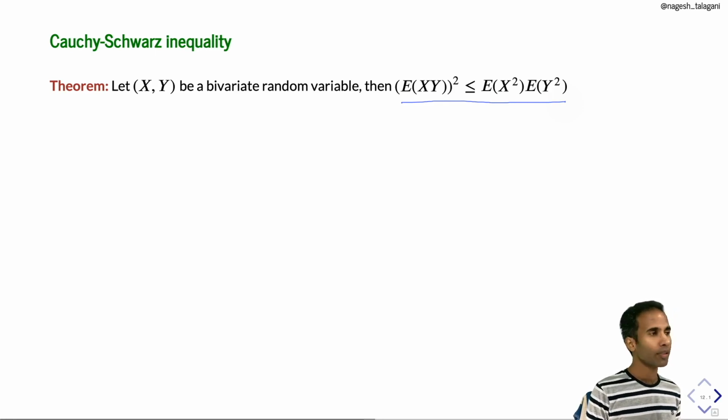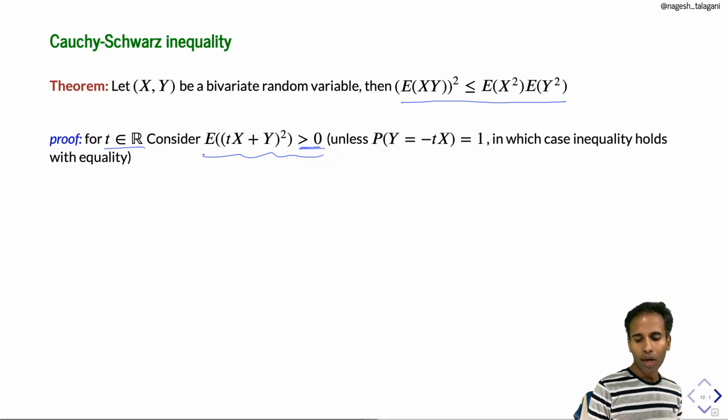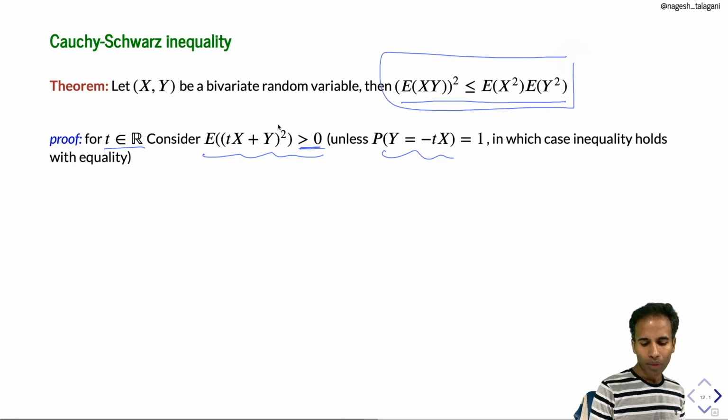Okay, let's prove this. For t belonging to R, consider this expectation of (tx plus y) whole square. This is going to be positive unless y equal to minus tx with probability 1. In that case, this inequality holds with equality. We can see that. When y equal to minus tx with probability 1, this tx plus y will be a degenerate random variable at 0. So this expectation of (tx plus y) whole square is going to be 0. Okay, fine. Now let's focus on this expectation. This is positive unless this is the case.